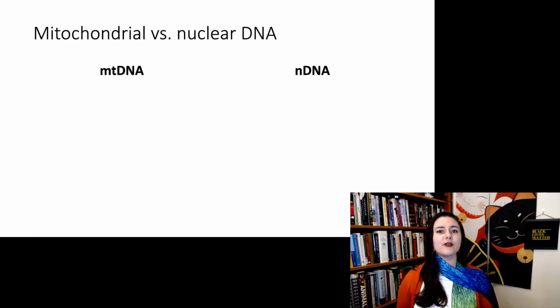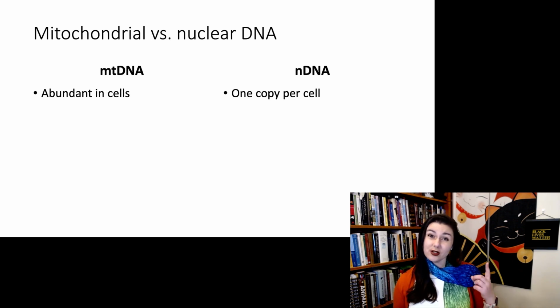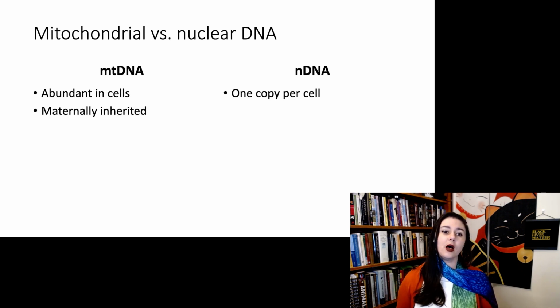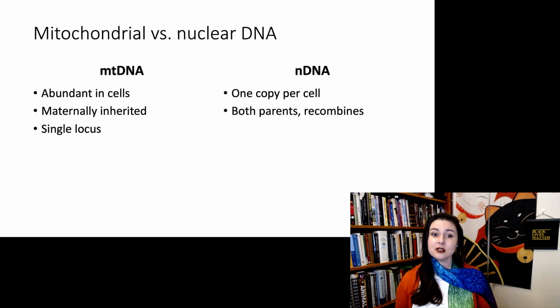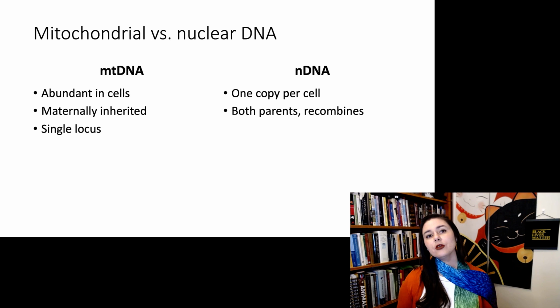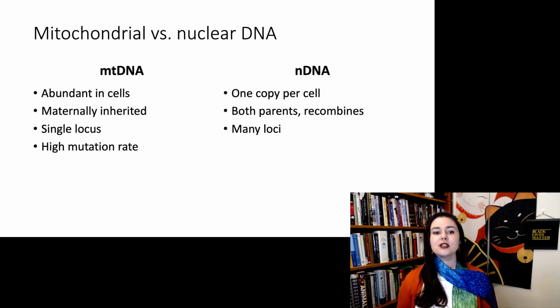But let's summarize some of our differences here between mitochondrial and nuclear DNA. Remember, there's a lot of mitochondrial DNA in every cell because we have a lot of mitochondria. And there's only one nuclear genome per cell. Mitochondrial DNA is maternally inherited. Nuclear DNA you get from both of your parents, and we have recombination. Because there is no recombination in our mitochondria, that's actually just a single locus. But in our nuclear DNA, we have many loci, so we can compare them and see what's going on between them. Mitochondrial DNA also has a very high mutation rate, whereas the nuclear genome has a much lower mutation rate.